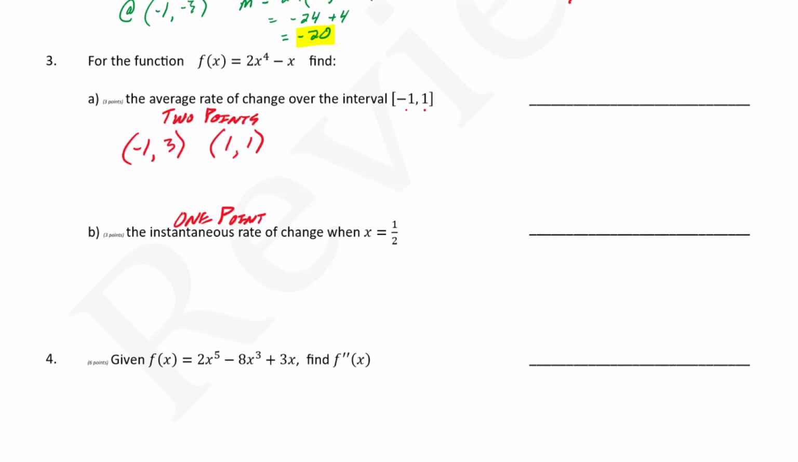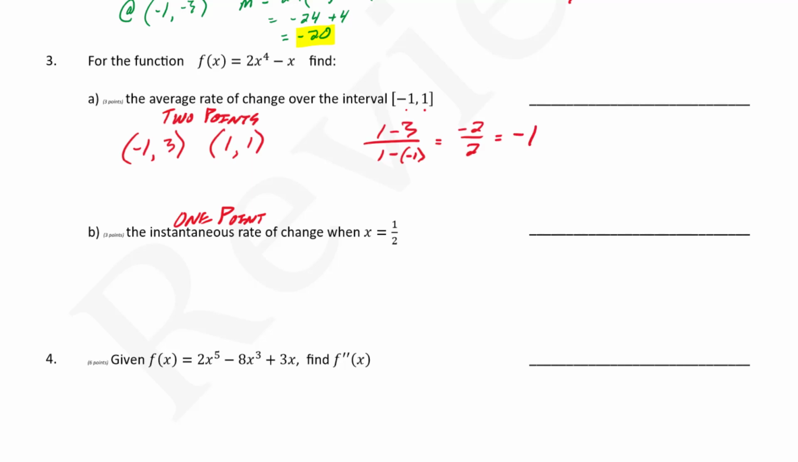So now finding the slope, I can do it in whichever order I want. I'll just do y2 minus y1 just to start there. So it's going to be 1 minus 3 over 1 minus a negative 1. So that will switch to 1 plus 1, so it looks like I've got negative 2 over a positive 2, which equals just negative 1.